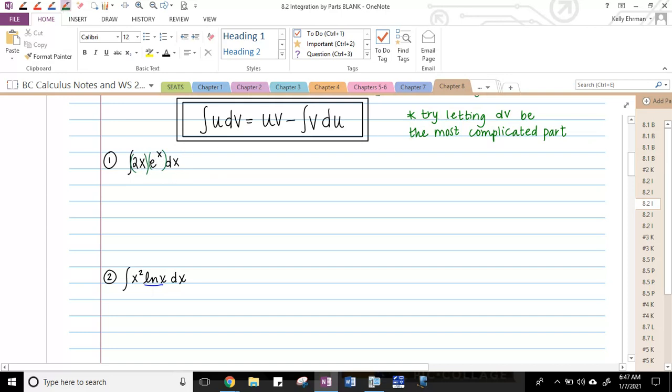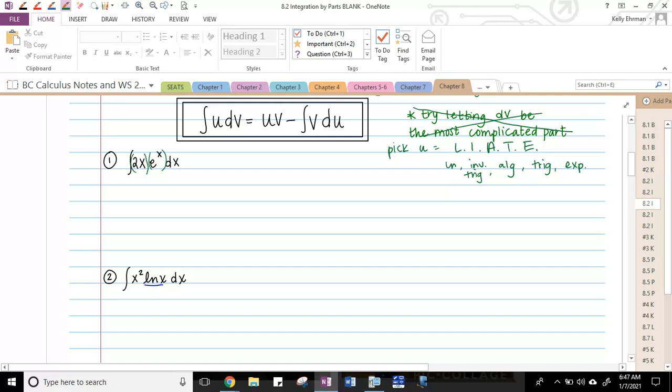So now I'm not sure if you have this on your blank notes, but I want to ignore that statement. Instead, I want to pick u based on the idea of LIATE. That stands for natural log, inverse trig, algebraic, trig, exponential.